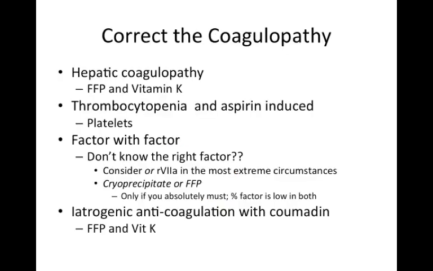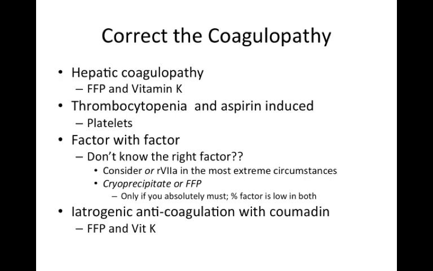So how do you correct the coagulopathy? Well, in the case of hepatic coagulopathy, you give FFP and vitamin K. Thrombocytopenia and aspirin induced requires platelets. You have to replace factor with factor. If you don't know the right factor, you can consider recombinant 7A, but only in the most extreme circumstances because it actually can cause clotting and put you in a more difficult position. You can also use cryoprecipitate or FFP, but only if you absolutely need to start something immediately because the percentage of factor is low in both. And if you were to replace someone who actually has a factor deficiency with FFP, you could literally drown them with FFP before you even make a dent in their coagulopathy or reversing their factor.